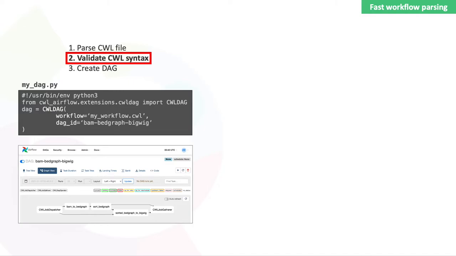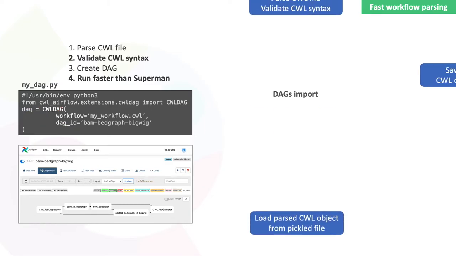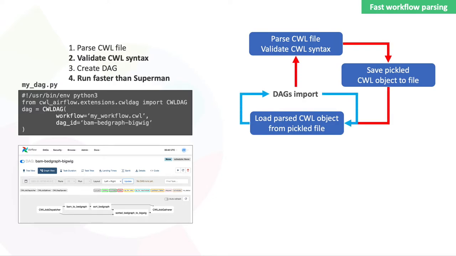To make sure our system can handle a huge number of DAGs, we should make them run fast. We cannot skip the validation step, but we can avoid repeating it for the same workflow. We've implemented two loops for DAG import. The slower loop, marked in red, starts with parsing and syntax validation steps. It ends with creating a pickled version of the parsed workflow.